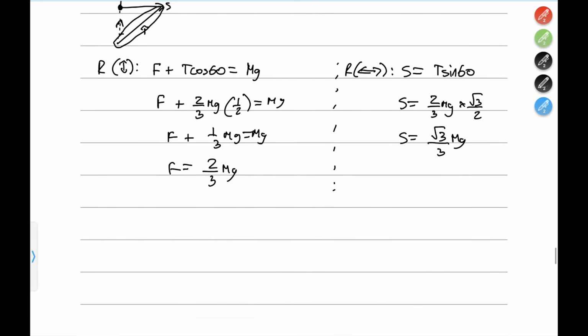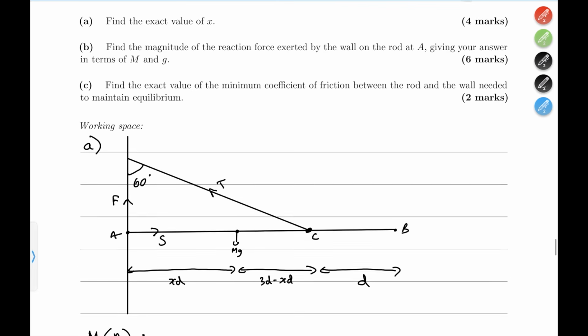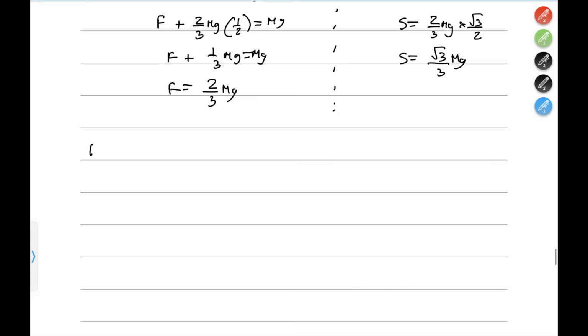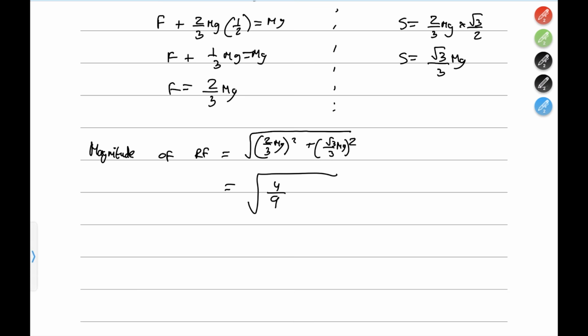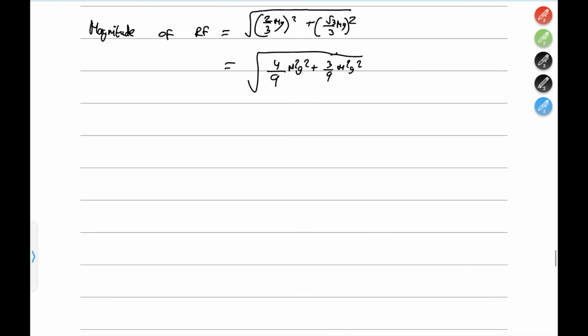Now we're going to use Pythagoras to find the magnitude. Okay, so the question is asking the magnitude of the reaction force. So we're going to say the magnitude of the reaction force is going to be equal to the square root of (2 over 3 mg) whole squared plus (root 3 over 3 mg) whole squared, which equals the square root of 4 over 9 m squared g squared plus 3 over 9 m squared g squared, which is equal to the square root of 7 m squared g squared over 9. And we can obviously simplify this to give us mg root 7 over 3.